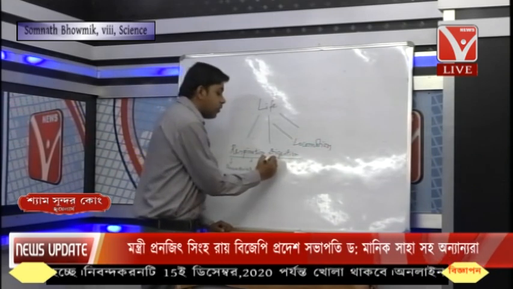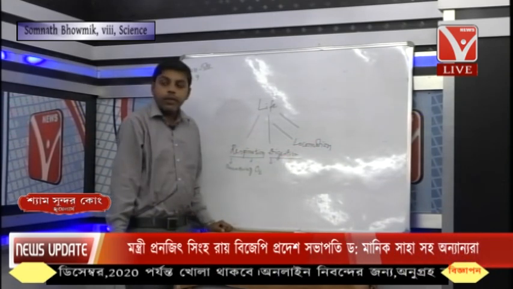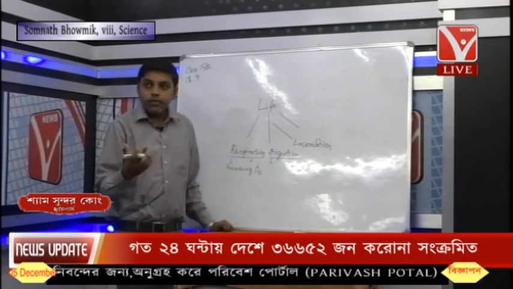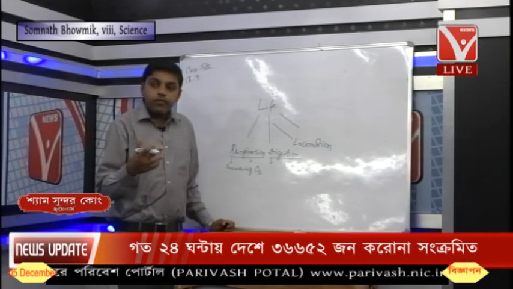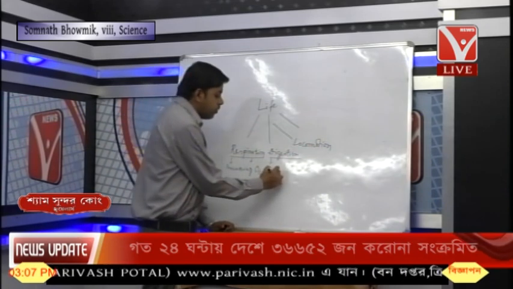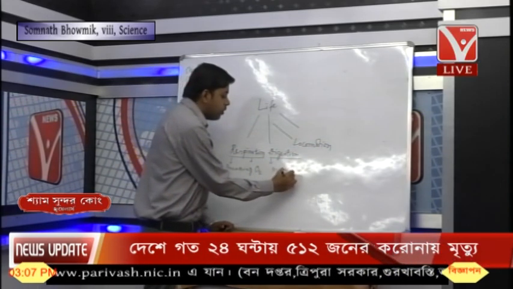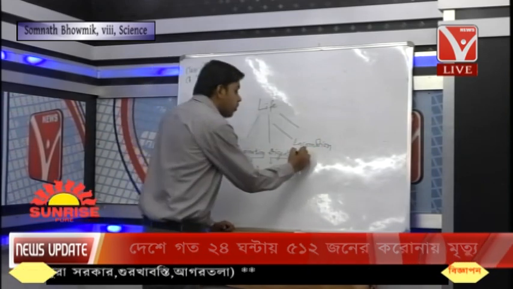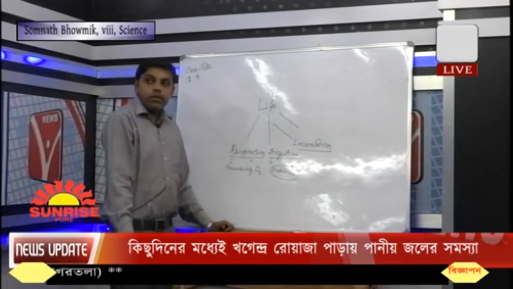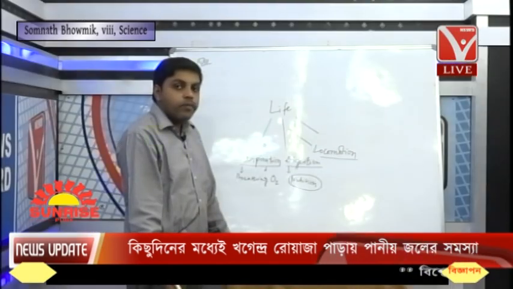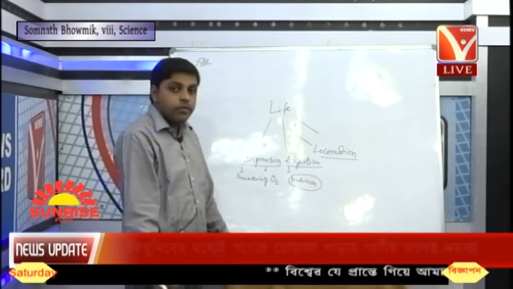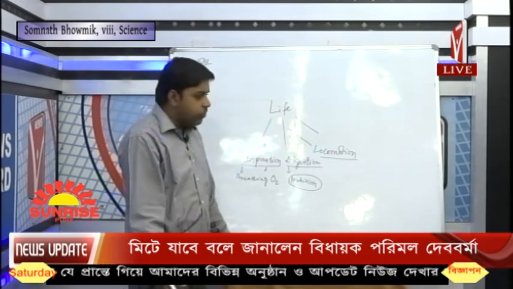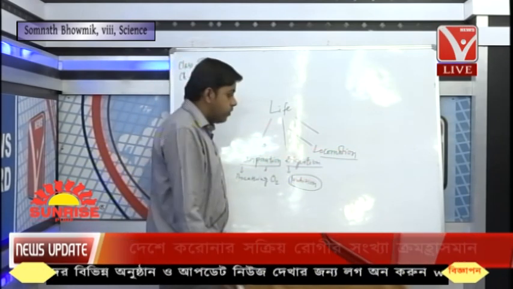And digestion. Why is digestion important? Because digestion is the process through which we take in food, and from food we get our nutrition. Without digestion, we are not able to get our nutrition. Why locomotion? Because through locomotion we move from one place to another, in need of shelter, in need of food, and for a number of other activities. So locomotion is also important.